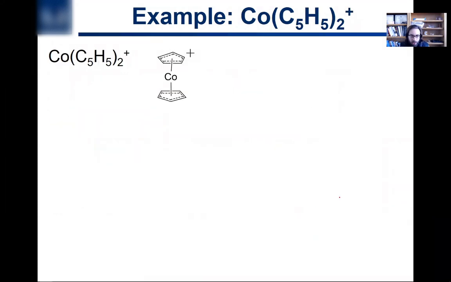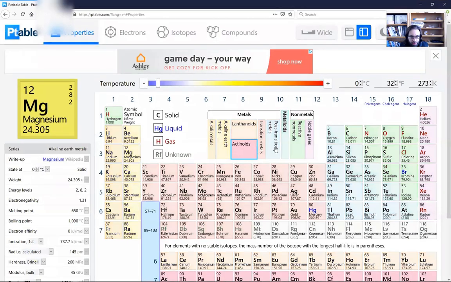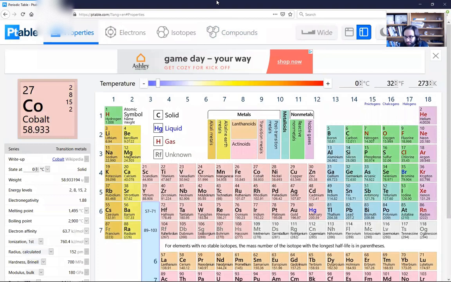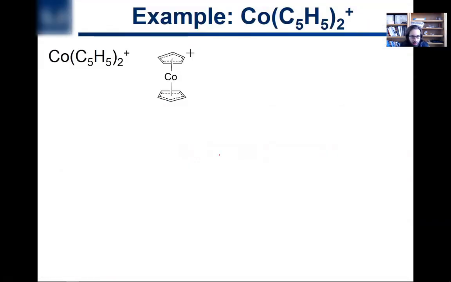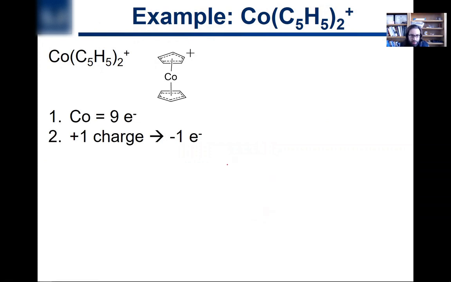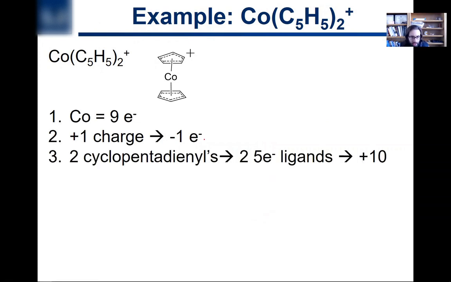Let's keep going. So this cobalt complex here, we're going to first look at our periodic table. Cobalt's in group 9. All right, so in group 9, we do have a charge, and it's a plus 1 charge, so we have to subtract out 1 electron. And then we have 2 of these cyclopentadienyl ligands. Those are 5 electron ligands. Why? Well, cyclopentadienyl looks like this, and there's a minus charge there.